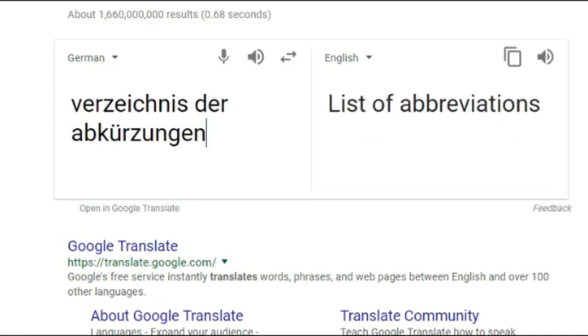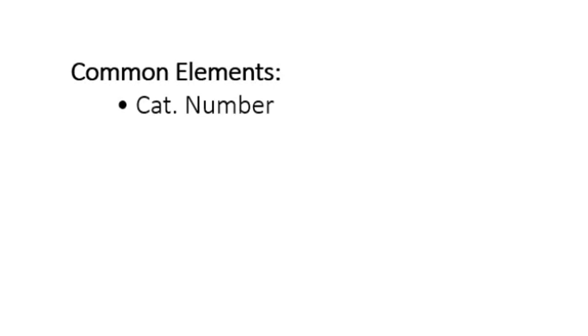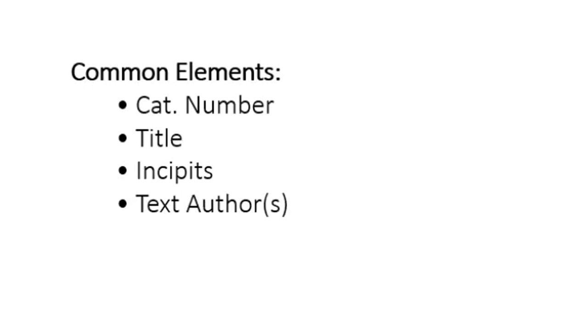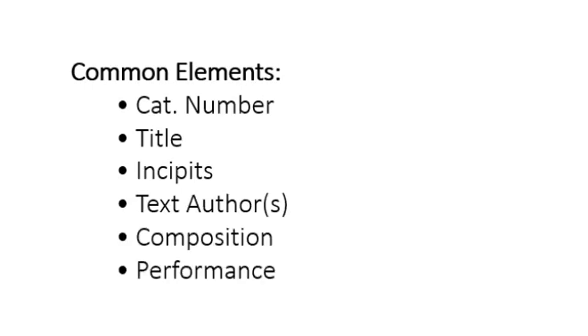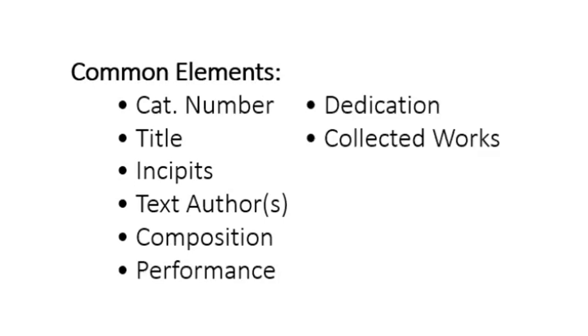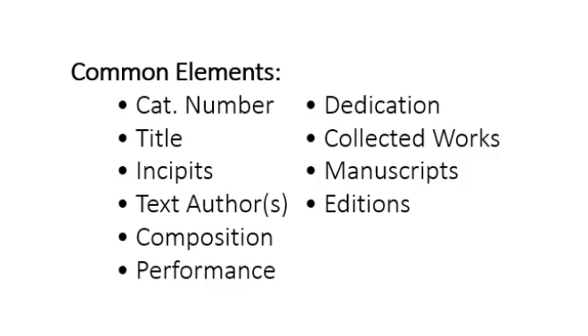Each entry in the main section of a thematic catalog can contain different information, but common elements include the catalog number, the title, incipits, authors of texts, date and place of composition and of first performance, dedication, locations in collected works editions, locations of manuscript sources, locations of early printed editions, and citations to literature about the piece.